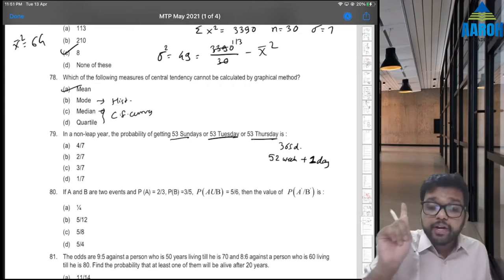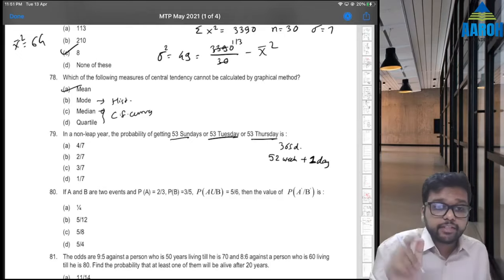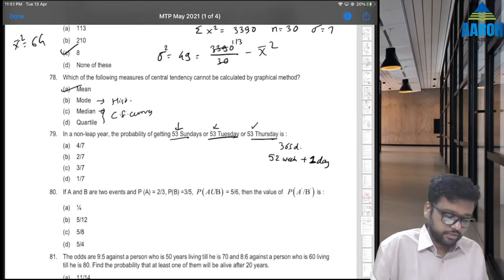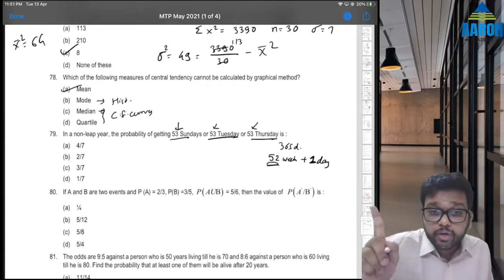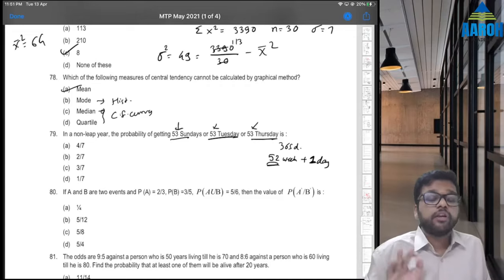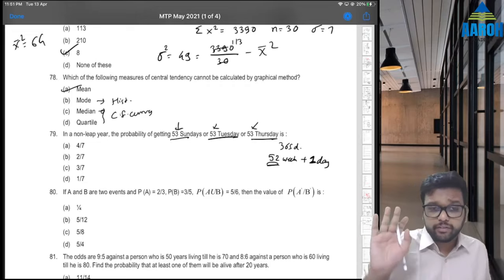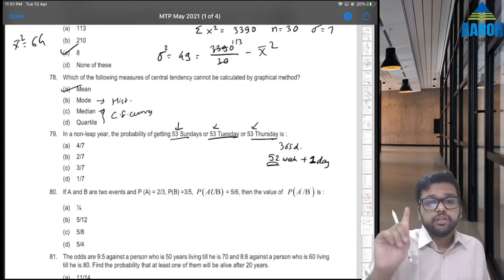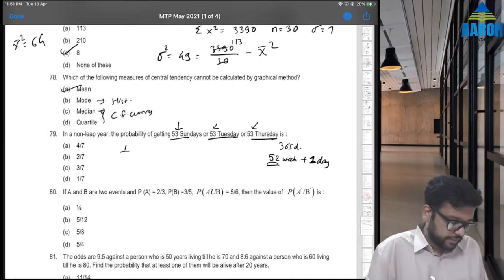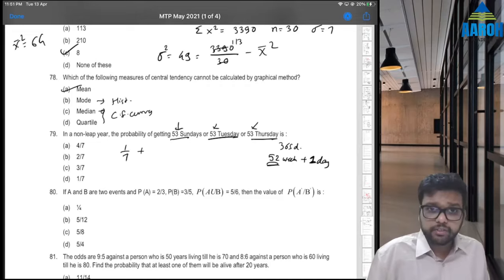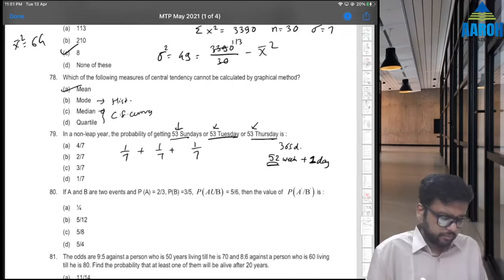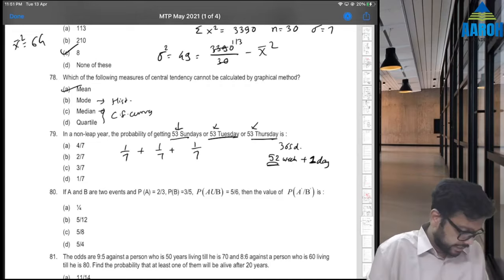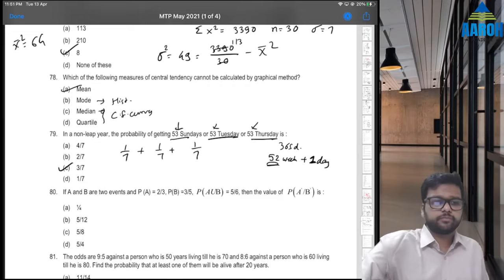Now understand, whatever this 1 extra day is, that will come 53 times, right? Otherwise everything will come 52 times only, but that one extra day will come 53 times. Now we want it to be either Sunday, Tuesday or Thursday. We have total 7 days, right? So the chance of Sunday is 1/7, plus Tuesday chances are again 1/7, plus Thursday chances are again 1/7. So 3/7 will be the correct answer, option C.